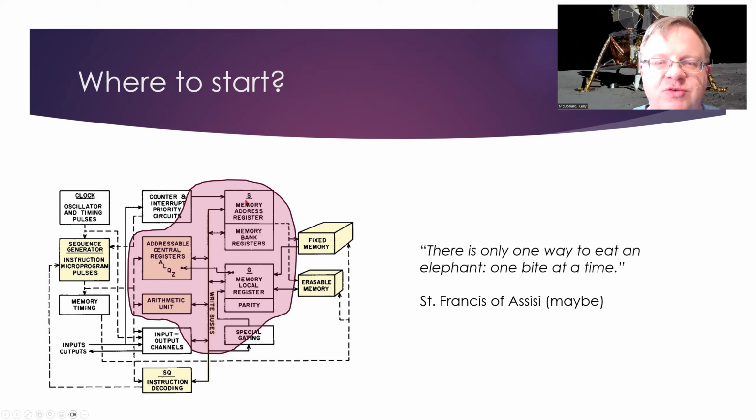So, you would use the memory register to access contiguous sections of memory, and then you would have multiple banks in order to switch which bank of memory was being used. So, for example, we talked about how the Block 2 has 2048 16-bit words of erasable memory. The Block 1 only had 1024.